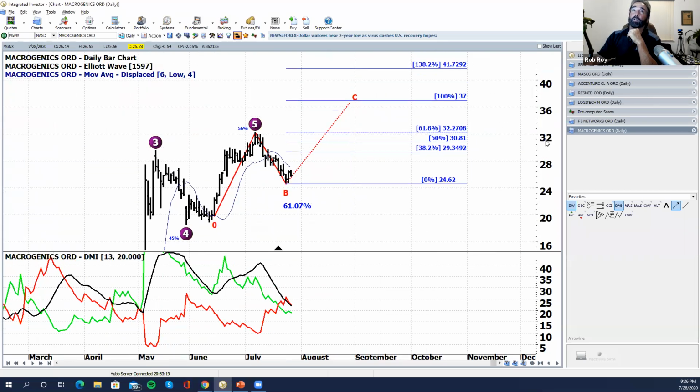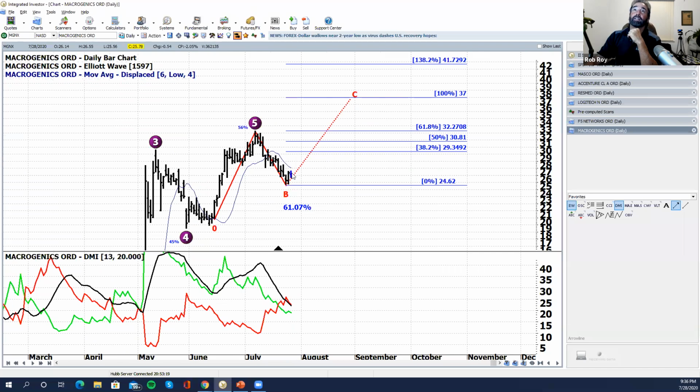Well, there's plenty of room. We're at $25 and the potential target is 37. So that's plenty of room to the upside to make a very nice profit in a trade. So let's not rush it. Let's wait until we get a little bit more information out of it. And then there's that displaced moving average. We haven't even broken back above that yet.